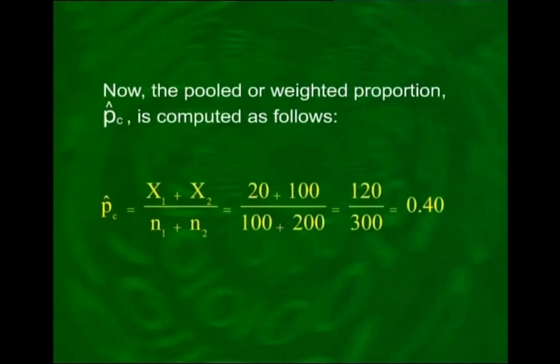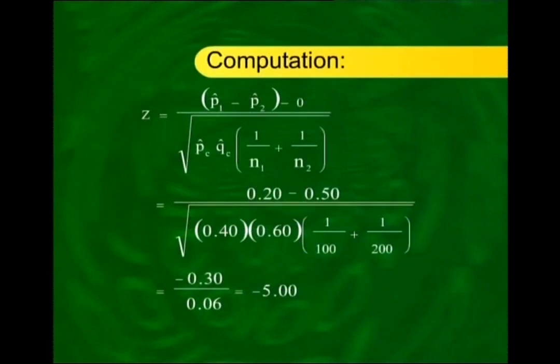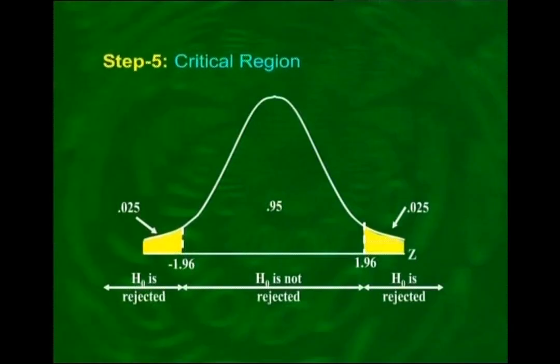Substituting these values in the formula for PC hat, we obtain PC hat is equal to 0.40. Therefore, QC hat is equal to 1 minus 0.40 and that is equal to 0.60. Substituting all these values in the formula for Z, we obtain Z is equal to minus 5.00. All right, Z ki value to nikal aayi, minus 5.00. Aur aapko yaad hoga ke kuch der pehle maine kaha ke because it is a two-tailed test, therefore the critical values are minus 1.96 and 1.96.